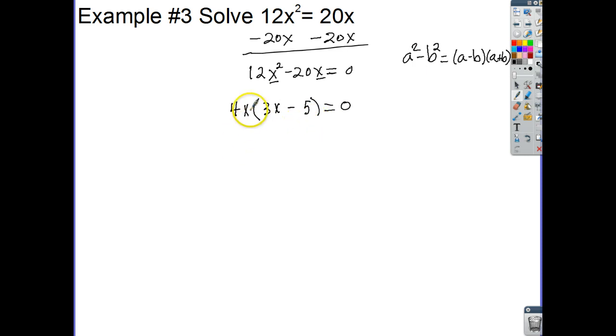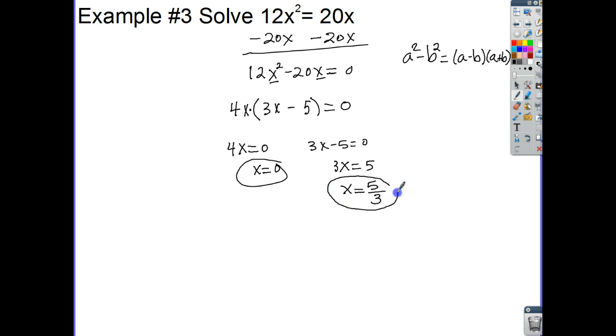And now, take my factors and set them equal to 0. So 4x is equal to 0. And 3x minus 5 is equal to 0. Solving this one, you divide both sides by 4, you get x is equal to 0. Over here, when we add 5 to both sides, we get 3x is equal to 5. When we divide both sides by 3, we get x is equal to 5/3. And those are our solutions.